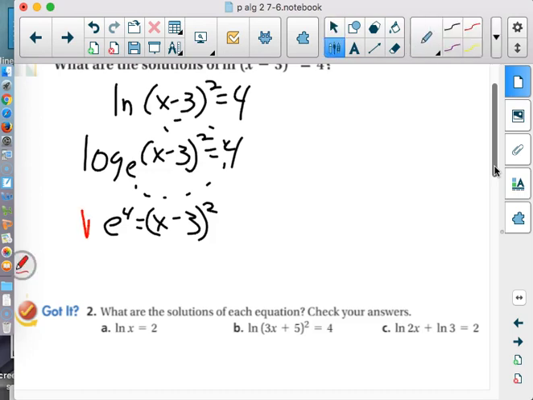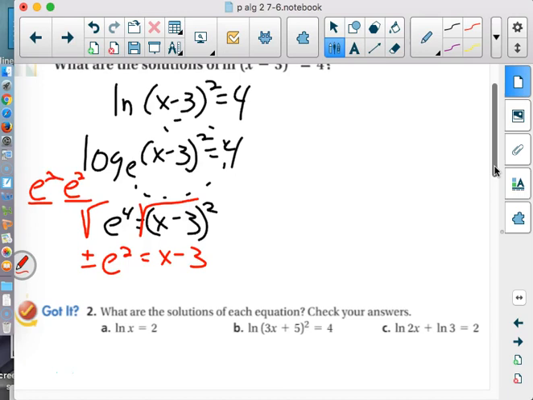Now when we do that, we have to be careful because remember we're going to have that little plus or minus piece. So plus or minus the square root of e to the 4th. It is e squared. Remember, square root is the same thing as the power 1/2, so 4 times 1/2 would be e squared. Or you can think, I have to put e to the something in these 2 spots and multiply it together and get e to the 4th. It has to be e squared.